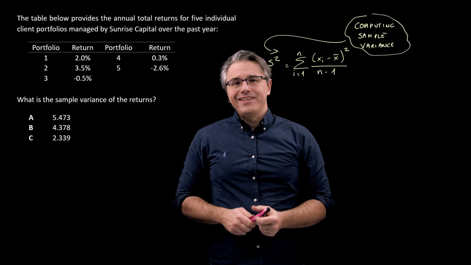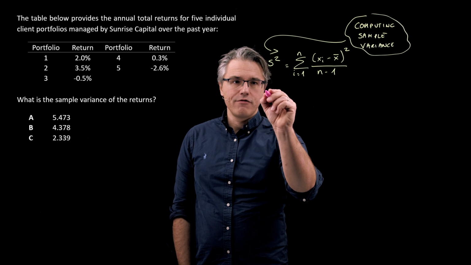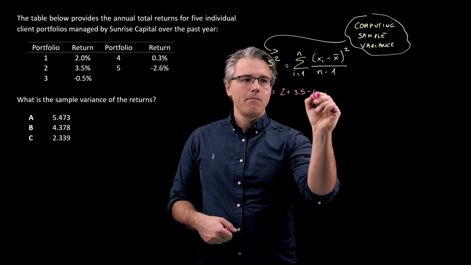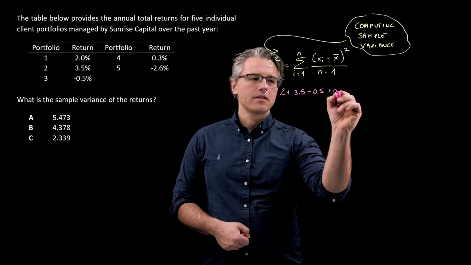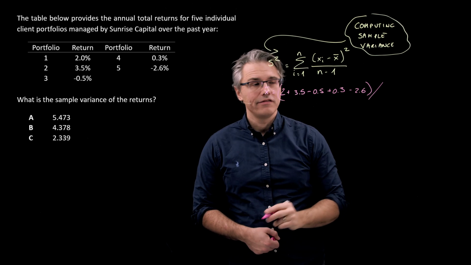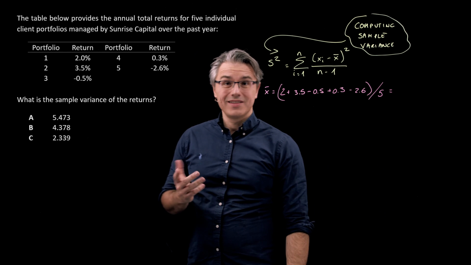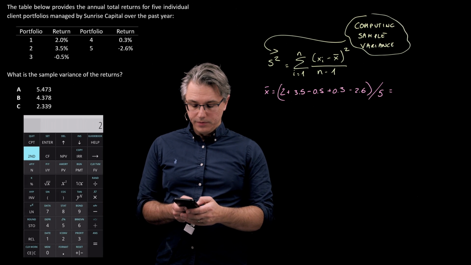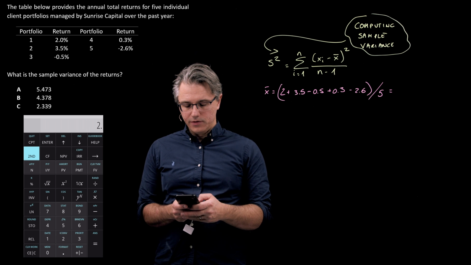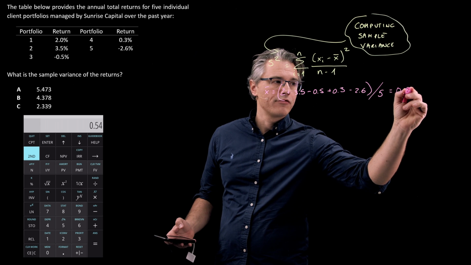Now, just like I did in the previous question, the first thing I need to do here as well is simply to calculate the arithmetic average. So that's going to be 2 plus 3.5 minus 0.5 plus 0.3 minus 2.6. Add this up, divide by 5, the number of observations. So that's our n, essentially, the 5. And let's see what this gives on the calculator. So 2 plus 3.5 minus 0.5 plus 0.3 minus 2.6, divide this by 5 equals 0.54%. Brilliant. We've got the mean.